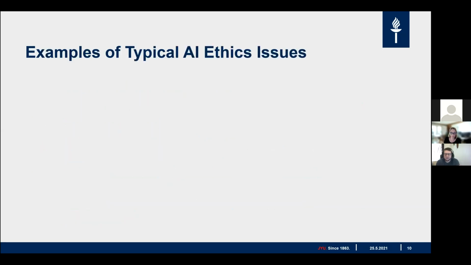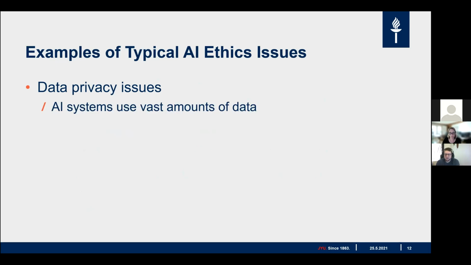And what is AI ethics in practice? Rather than abstract issues, it is really the practical issues. Data privacy issues. It's not unique to AI ethics, but it's certainly something that we deal with in AI ethics. AI systems use vast amounts of data because for now, machine learning needs vast amounts of data. We are making progress on teaching AIs using smaller sources of data, but for now, data is really important in AI systems. And when you use lots of data, you inevitably run into data privacy issues.